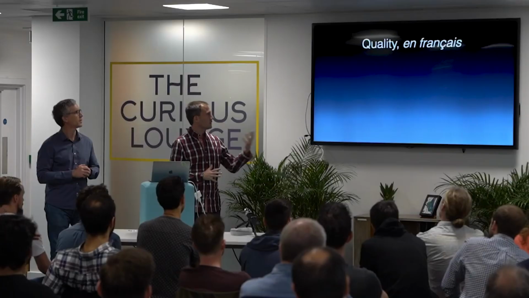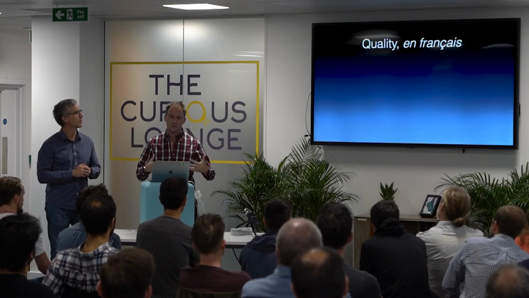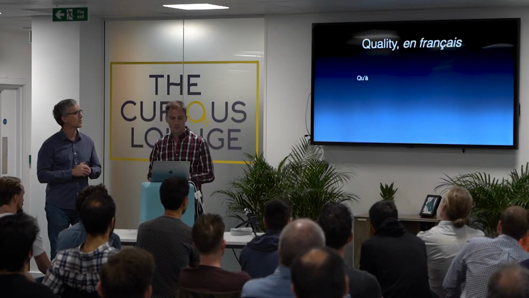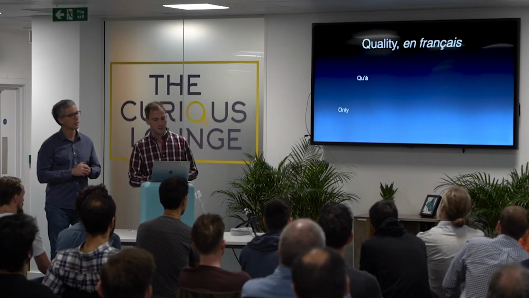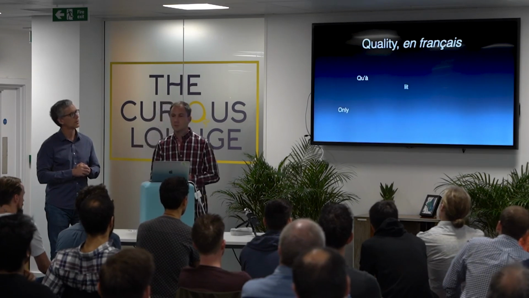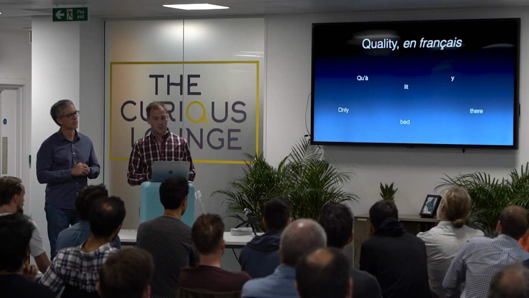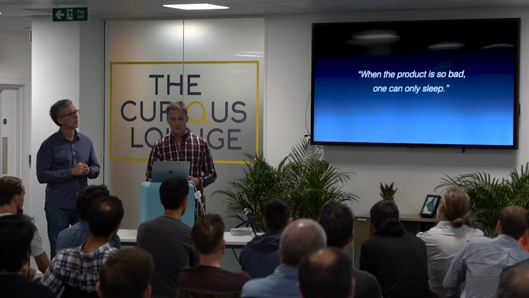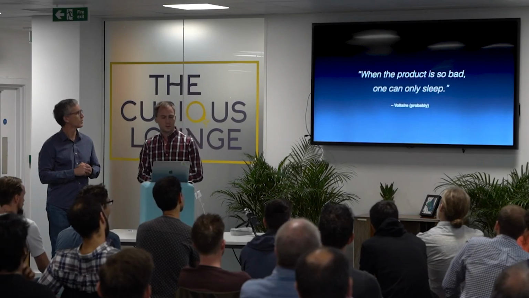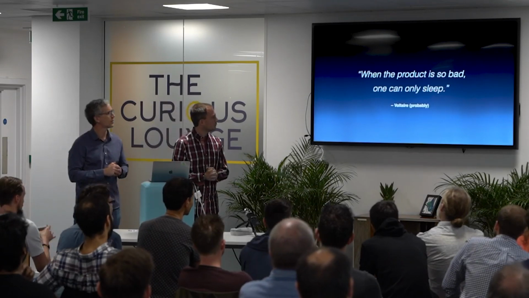I was not entirely satisfied with this definition, and I've been studying French for a few years, so I decided to look at the word quality in French and look at the roots. So we have K, which means only, Li, which stands for bed, and Y, which means there. So only, bed, there. And in the words of a famous French writer, when the product is so bad, one can only sleep. We think that Voltaire probably said this. We're not sure, it doesn't matter. We found another quote about quality.